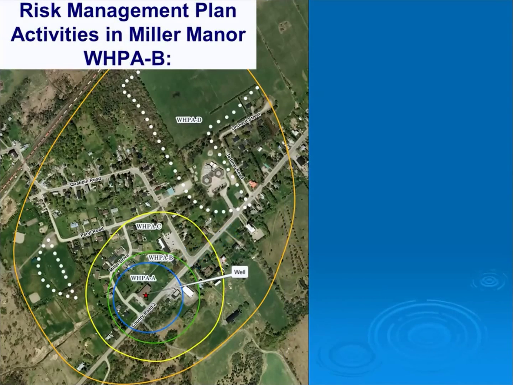In Miller Manor Wellhead Protection Area B, certain activities require the establishment of a risk management plan. Wellhead Protection Area B is indicated by the green arrow and is highlighted on this slide.